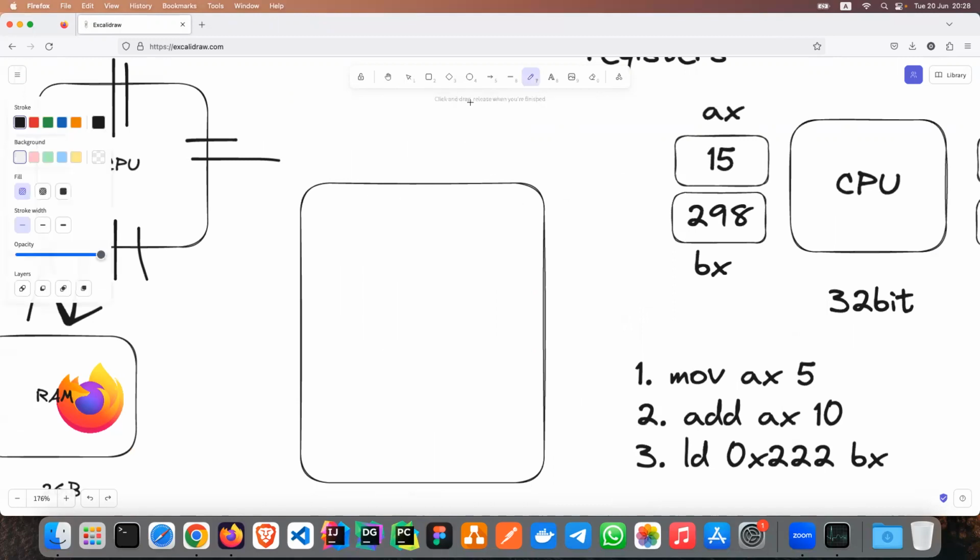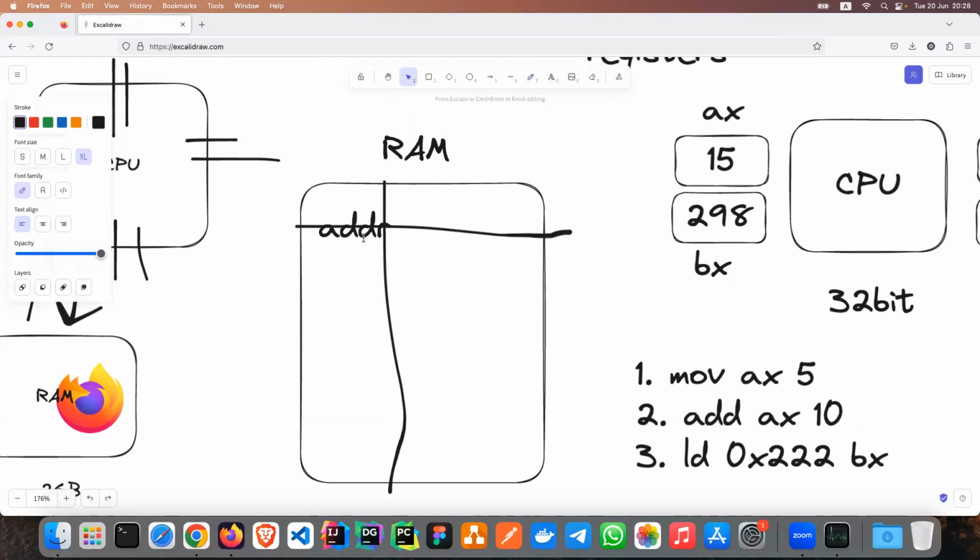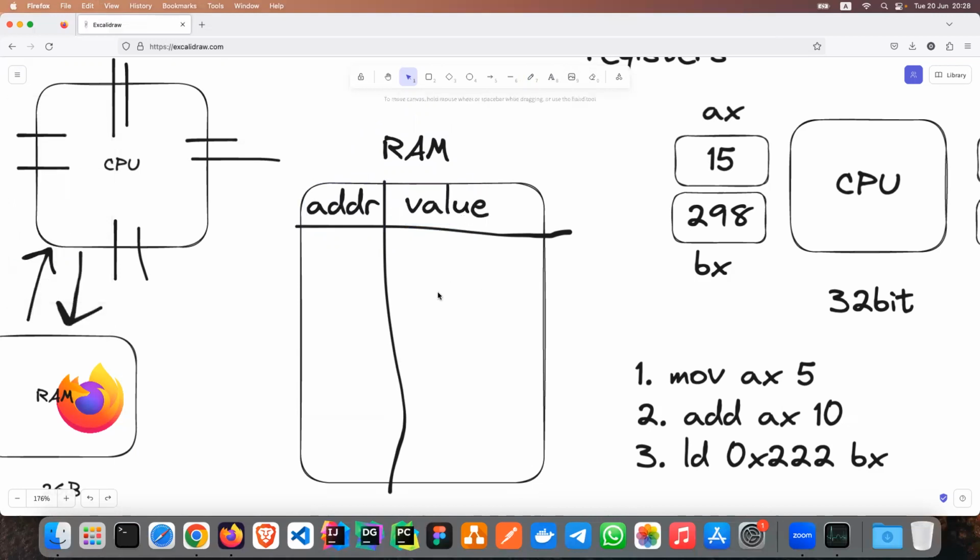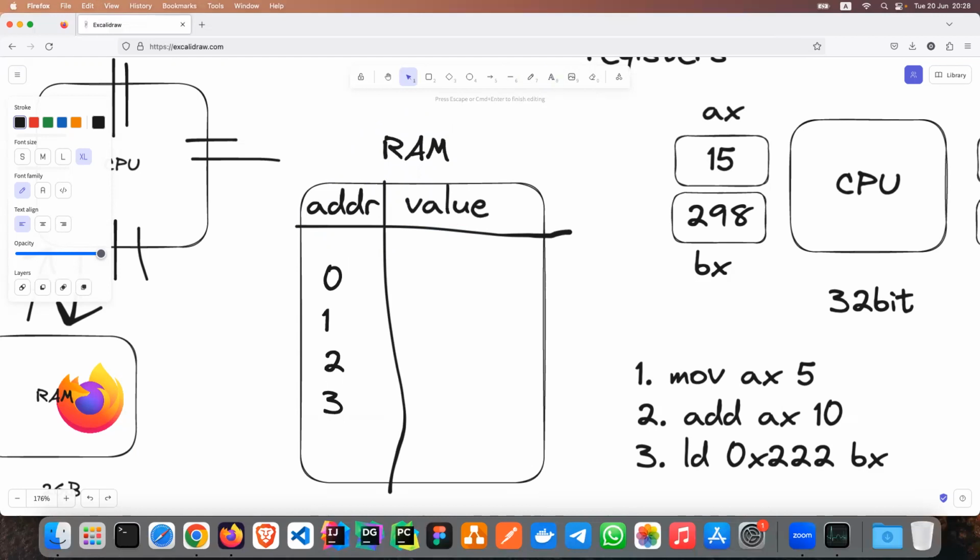Okay, so our RAM is actually a table with two columns. Actually, the left side is the address and the right side is the value. Each value stored in RAM has its own address. The address might start from 0. For example, 0, 1, 2, 3, 4.